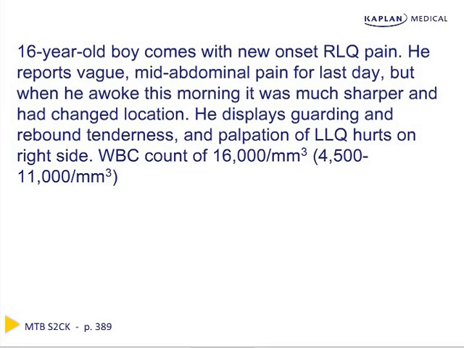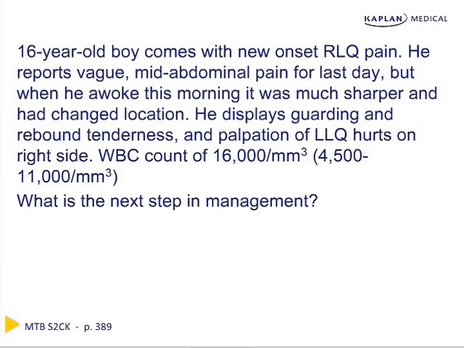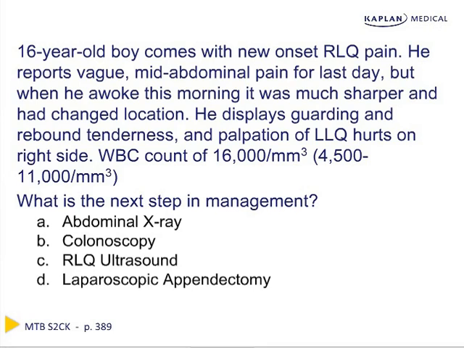A teenaged boy comes into the office with right lower quadrant pain. Pain started yesterday, but has changed from a vague mid-abdominal pain to a sharper pain. He has exam findings of guarding, rebound tenderness, and if you push on the left side, it hurts on the right. He also has an elevated white count. What is the next step in managing this patient? Is it A, abdominal x-ray, B, colonoscopy, C, right lower quadrant ultrasound, or D, laparoscopic appendectomy?